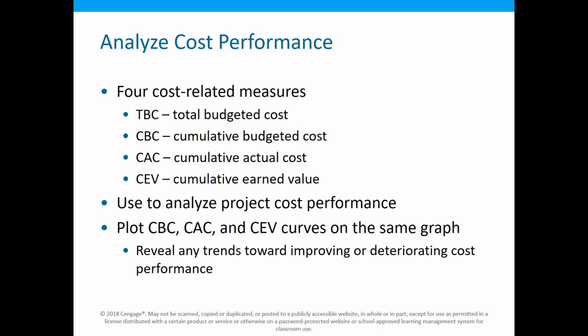So here's where that cheat sheet comes in. We have a lot of values: TBC, total budgeted cost; CBC, cumulative budgeted cost; CAC, cumulative actual cost; and CEV, cumulative earned value. When we plot them, it's going to show us those trends.